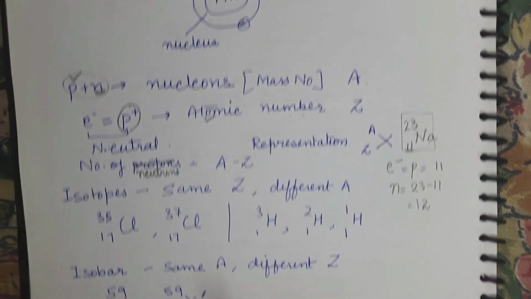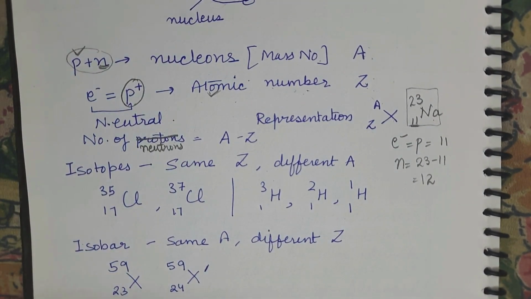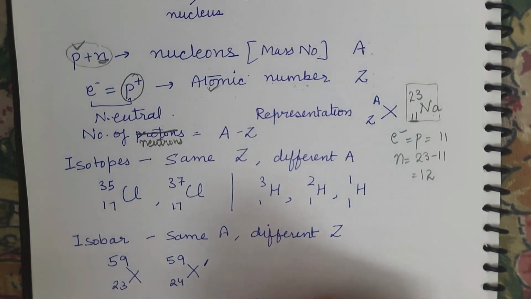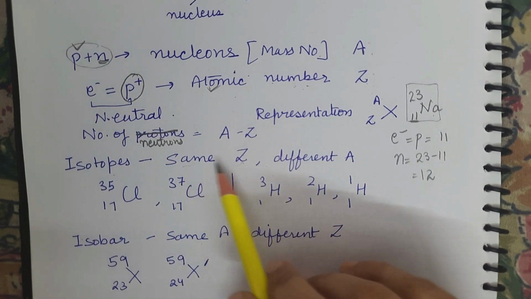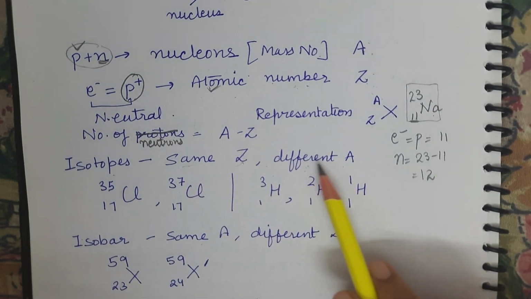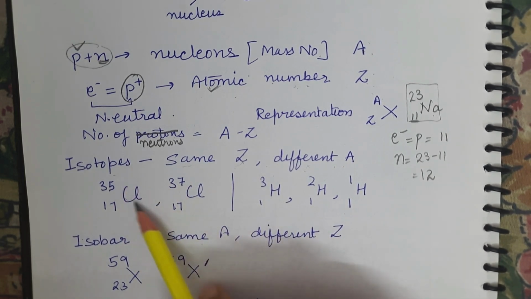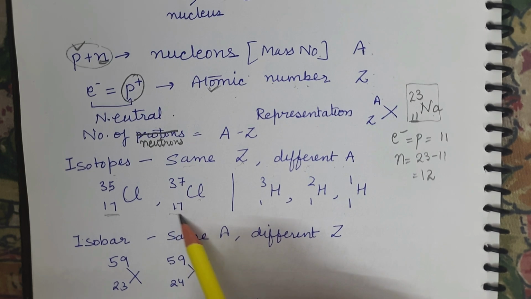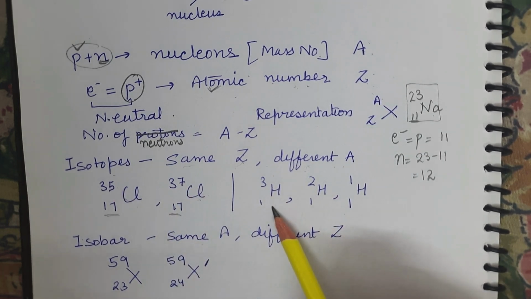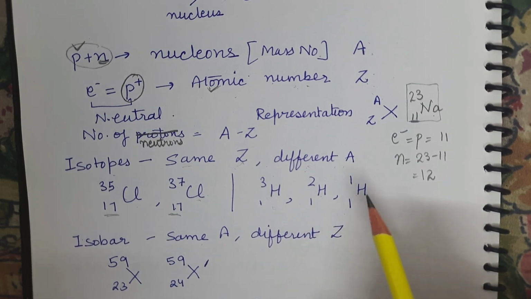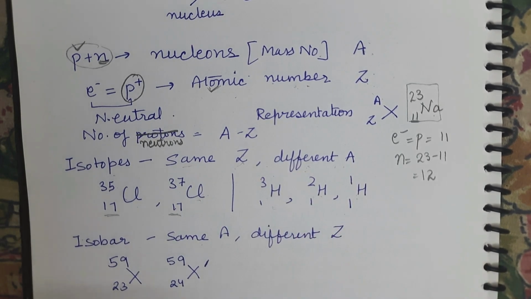equal to 12. Okay, now a few more terms that you have to remember in this chapter are isotopes, isobars and isotones. Isotopes are elements which have the same atomic number and different mass numbers. Because the atomic number is the same, I can easily say that these isotopes are of the same element, but their mass numbers are different. One example is chlorine. Second is hydrogen. Hydrogen exists in three isotopes, that is protium, deuterium and tritium, and you can see the atomic number for all hydrogens is the same and the mass numbers are different.